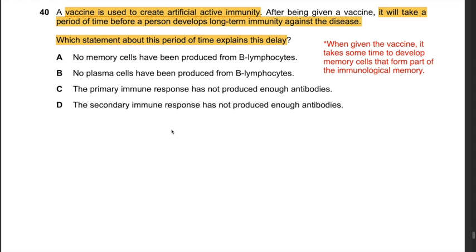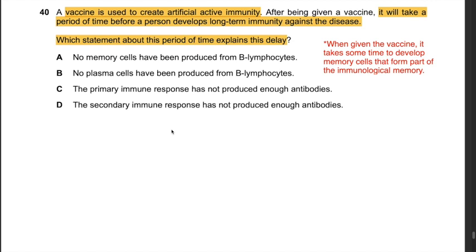Question 40. A vaccine is used to create artificial active immunity. After being given a vaccine, it will take a period of time before a person develops long-term immunity against a disease. Which statement about this period of time explains this delay? A. No memory cells have been produced from B lymphocytes. B. No plasma cells have been produced from B lymphocytes. C. The primary immune response has not produced enough antibodies. D. The secondary immune response has not produced enough antibodies.